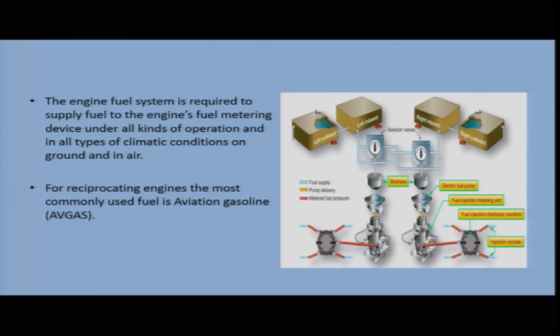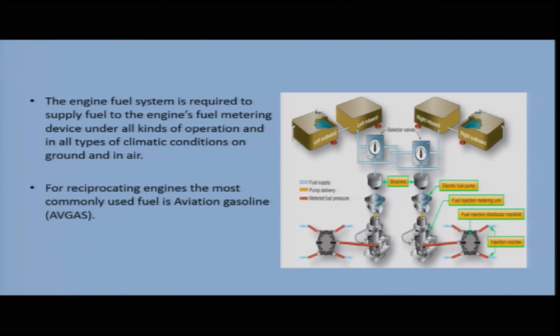Now you can see the figure, tanks have been shown. The fuel is stored in the fuel tanks. You can see here the fuel tanks for the right wing and the left wing. Then the fuel comes to the selector valve. From the selector valve, it is coming to the filter. From the filter, it is coming to the electrical fuel pump. Till this point, till the electrical fuel pump, this is your airframe fuel system.